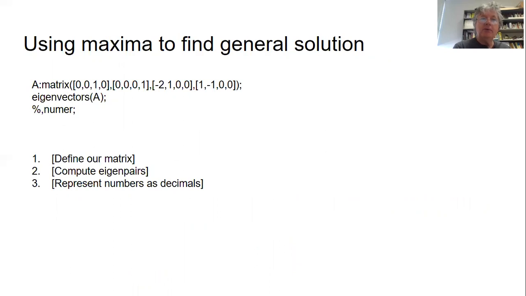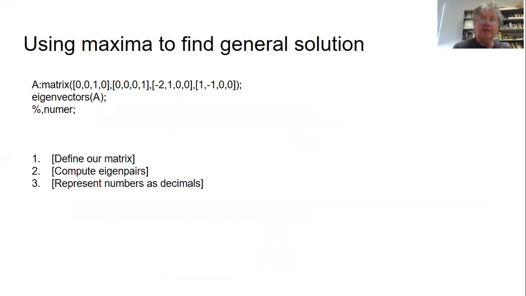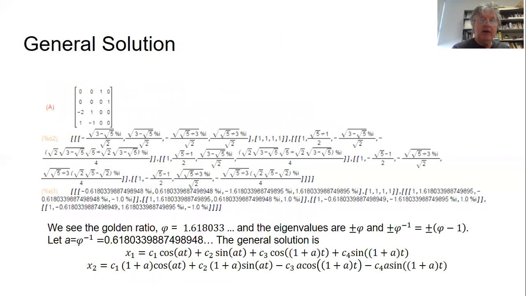Okay, so we want to use Maxima to find the general solution. So we know what to do. We take that system of equations and we turn it into a matrix. And there's our matrix A, right? So double check that the equation before gives us this matrix. We then ask Maxima to find the eigenpairs, and we'll give it to us as numbers, okay, as decimals. And this is our output, and it looks pretty daunting.